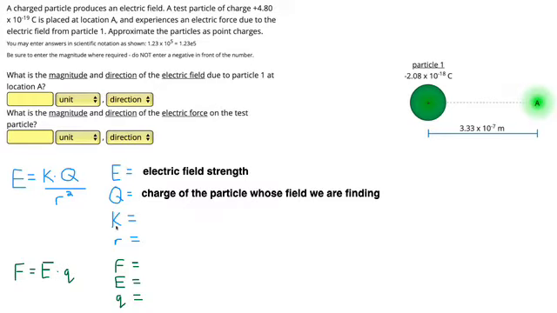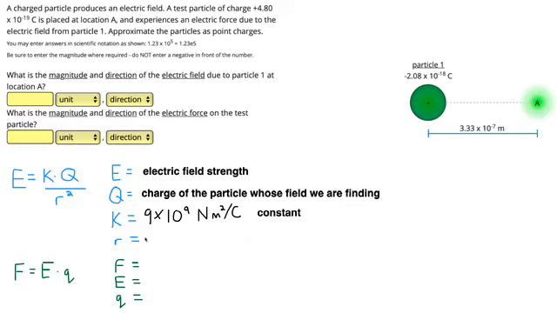And since we want to find the electric field strength because of particle 1, we're using the charge of particle 1 in this equation. K is a constant of value 9 times 10 to the power of 9 newton meter squared per coulomb squared. That's going to be the same every single time.